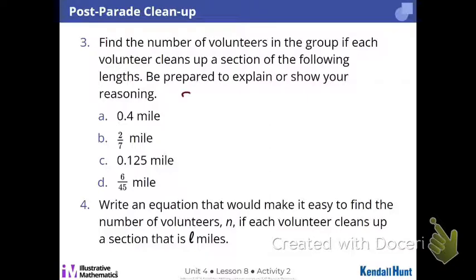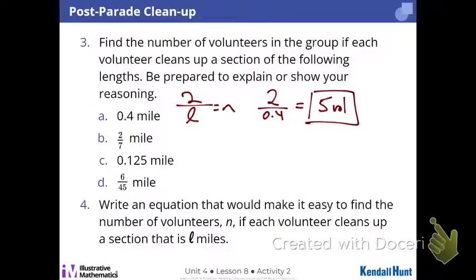We did 2 divided by L equals N. Oh, so you got this equation, and so you did 2 divided by the 0.4? Yeah. And then what'd you get? And then we got 5. 5 volunteers, okay? Yeah.